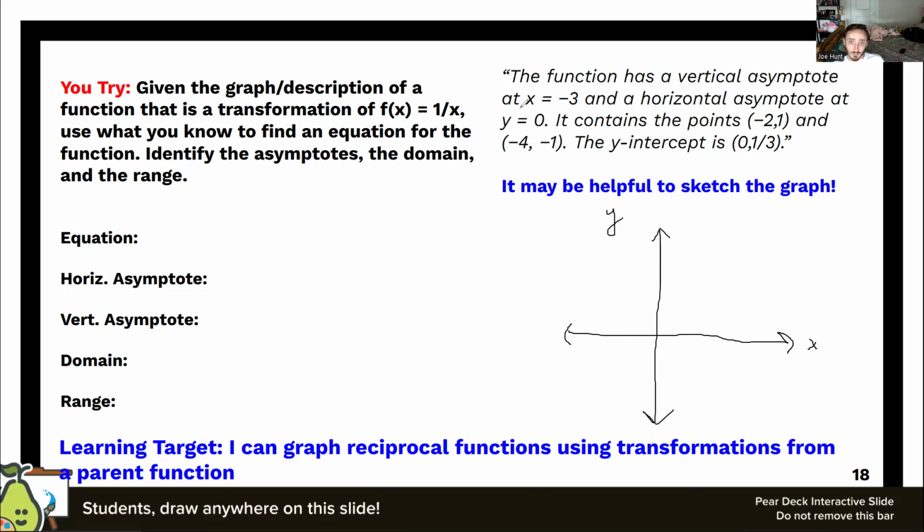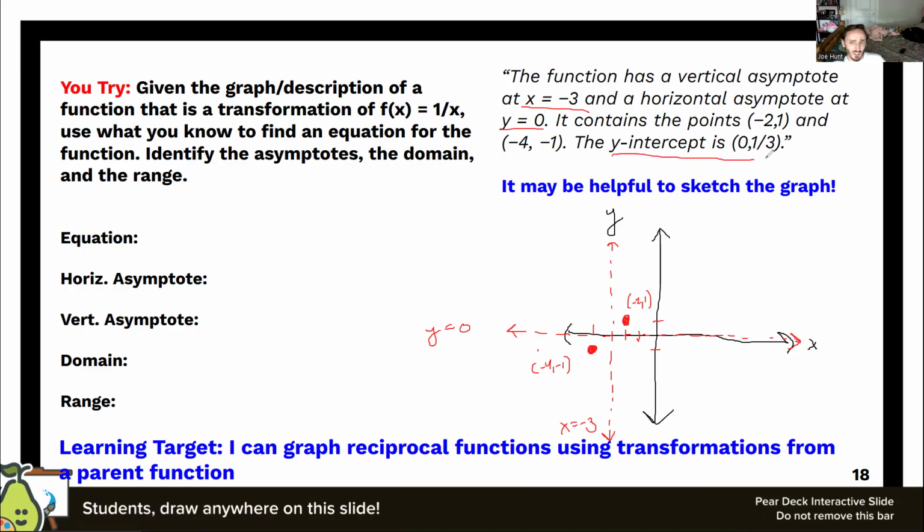So I've got a vertical asymptote at x equals -3, which I'll draw maybe as this dashed vertical red line. I have a horizontal asymptote at y equals 0. Now, if the y coordinate is 0, that means I'm passing through the horizontal axis. So it looks like I haven't gone up or down at all. The graph also contains the points -2 comma 1, so maybe that guy, and also the point -4 comma -1, which is this guy there. The y-intercept of my graph is 0 comma a third.